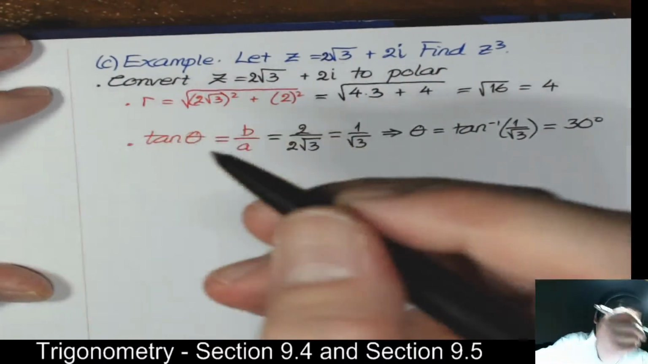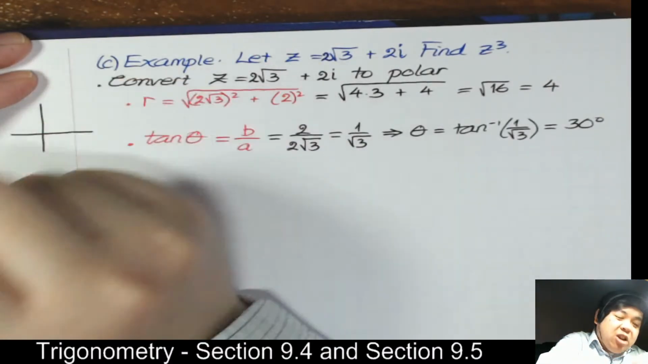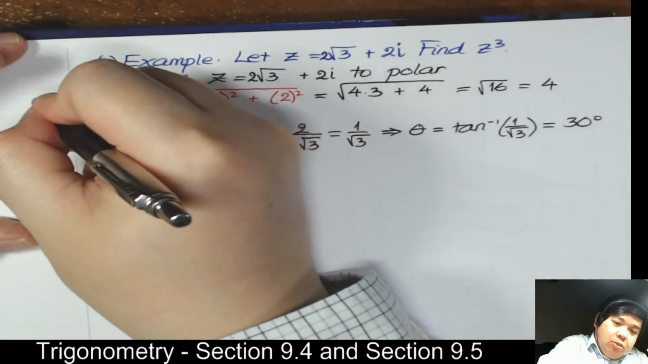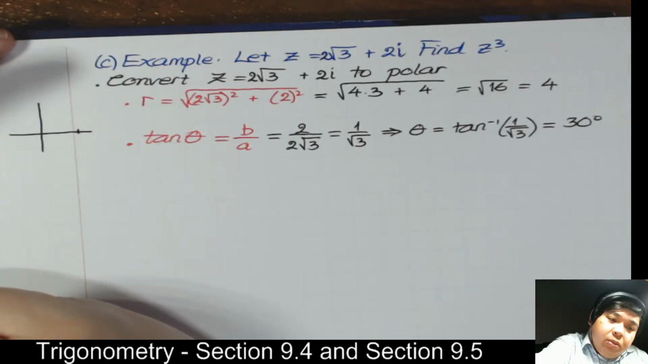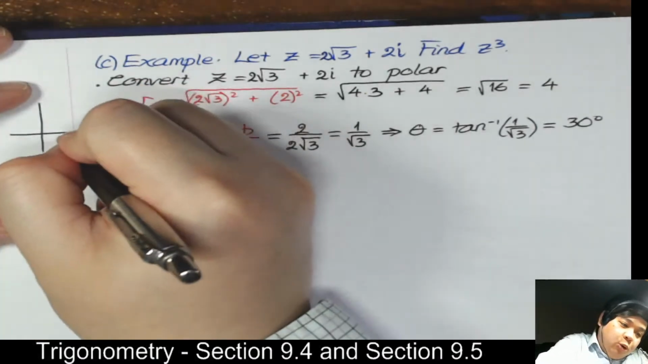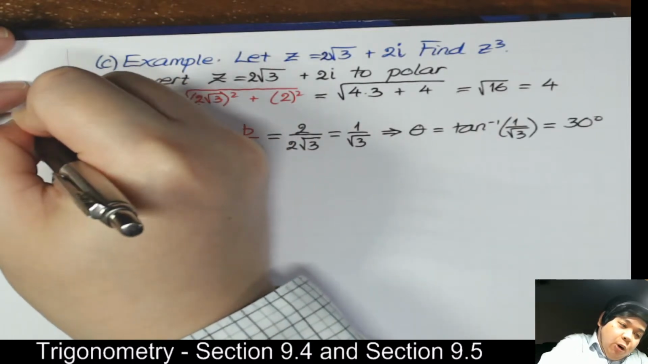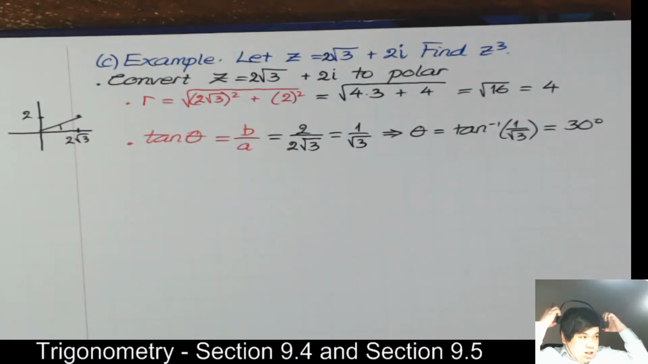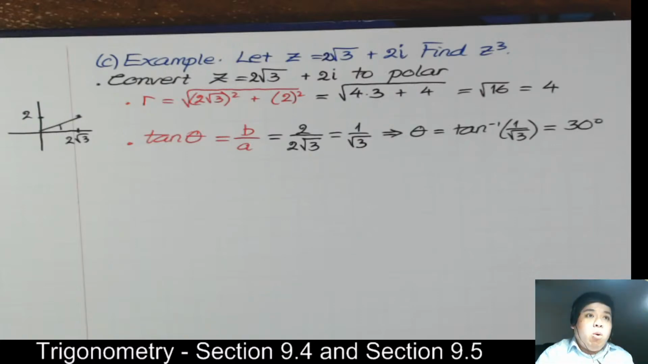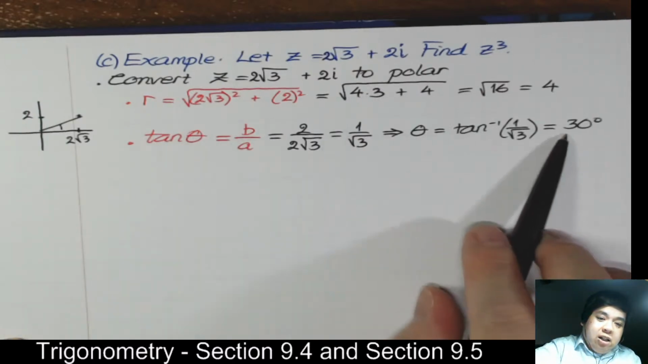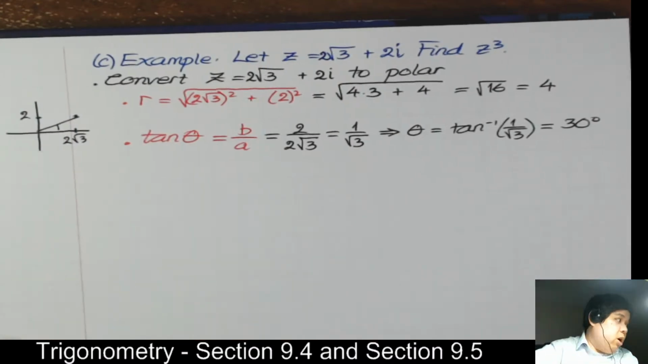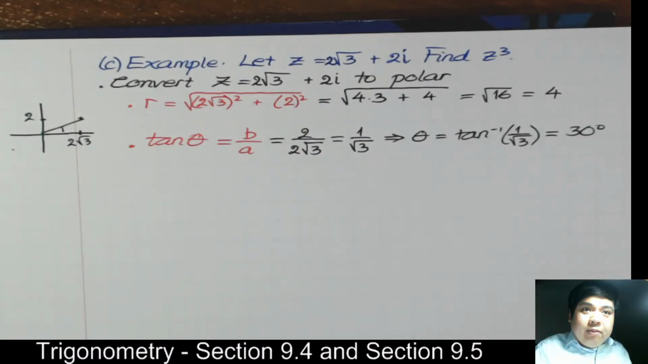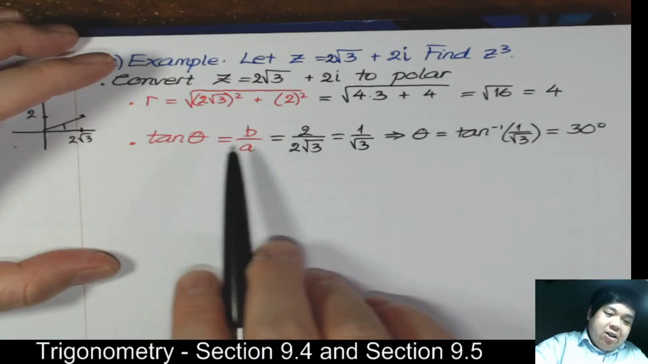Right, and just to make sure, we should sketch the number and see if it is in the right quadrant: 2 square root of 3 on the x-axis and 2 on the y-axis. So it looks like it is 30 degrees in the first quadrant. By the way, if we do the tangent inverse and it does not come to the right quadrant, we need to add 180 degrees to it to get to the right quadrant. Right, bottom line is r is that and theta is that.